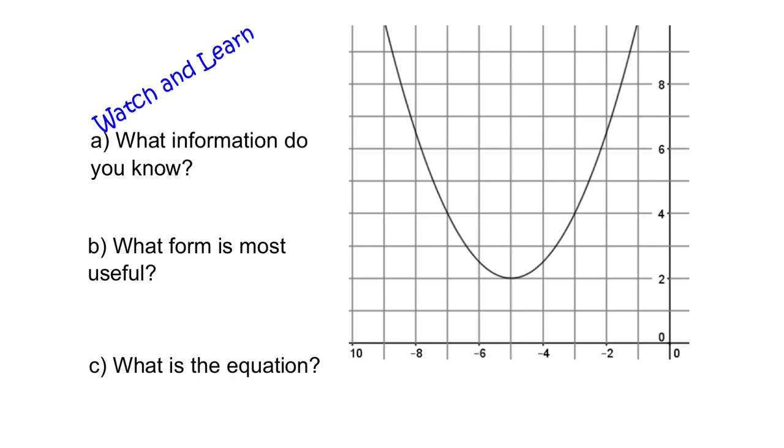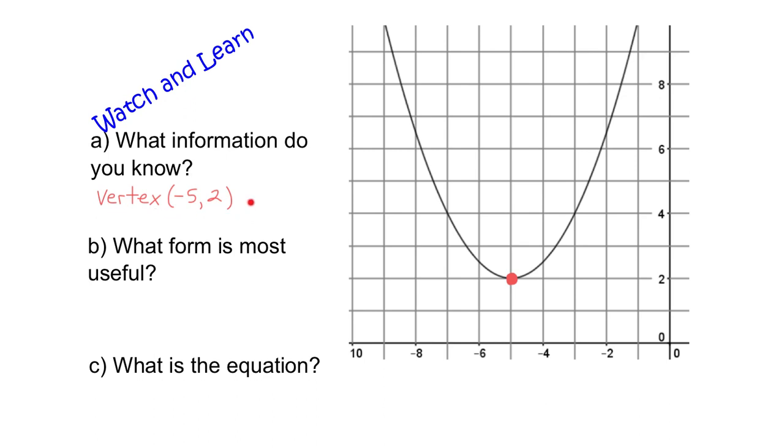So let's start with this example. Here I have a graph, and my goal is to make an equation of this function. So I'm going to go through three steps. I'm going to list what information I know, what form is most useful based on that information, and then what is the equation. So when I say what information do you know, what I'm thinking of is those major points, the vertex, the x-intercepts, or the y-intercept. Do you know any of those? Well, in this case, the only major point we know is the vertex. It has coordinates -5, 2.